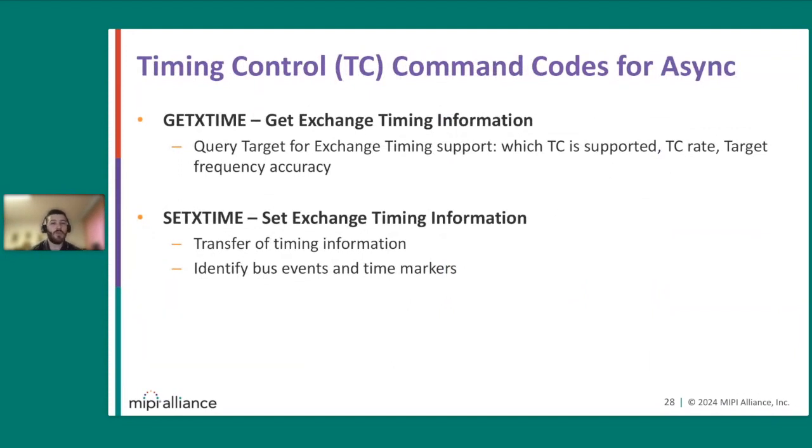What do we do in order to do that? Well, we have our CCCs that allow us to set up our time modes. The GETXTIME, which is the get exchange time information. We can figure out which timing modes or timing control modes are supported, what rates, the accuracy and frequency. And then we have a SETXTIME, which allows us to set which markers are being used and other information of that sort. So once again, we use these CCCs to set up and control the different features of the I3C bus.